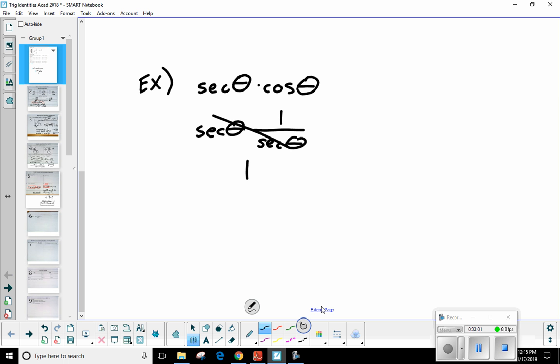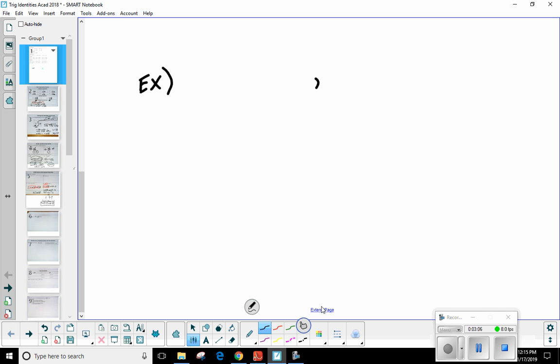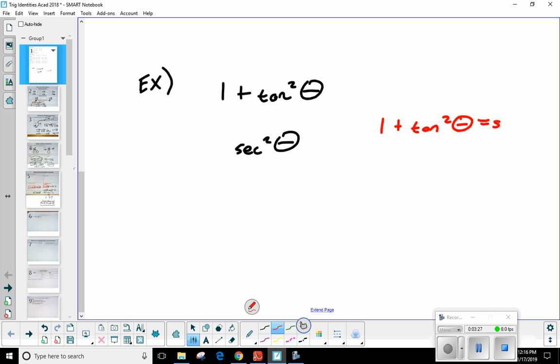What about this one? If I were to give you 1 plus tangent squared of theta. The answer is just secant squared of theta. Remember, we have a Pythagorean identity that tells me exactly this. We know that 1 plus tangent squared of theta equals secant squared of theta. So I just replaced that binomial with secant squared. That's my answer.